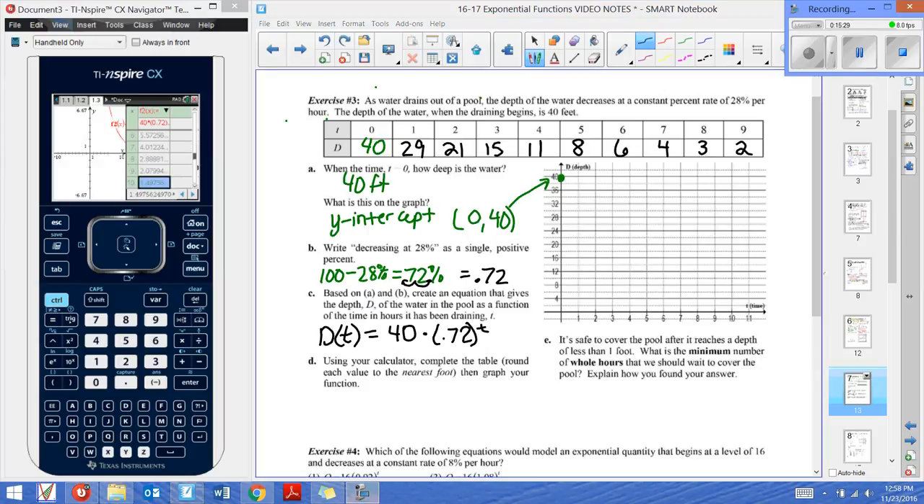Please check your table of values with mine, pause the video and go ahead and graph. I'll do the same. I'm hoping that your graph and my graph look the same. Notice how we start at 40 and we get closer and closer to the depth being 0, but it will never actually touch the x-axis, and we know the reason why because we've talked about this many times before.